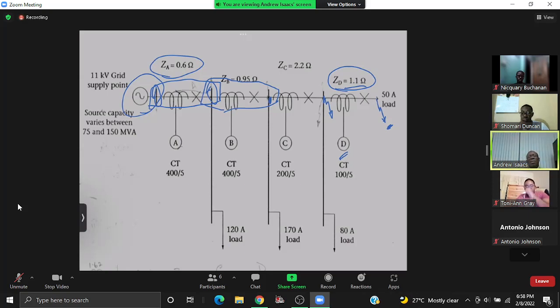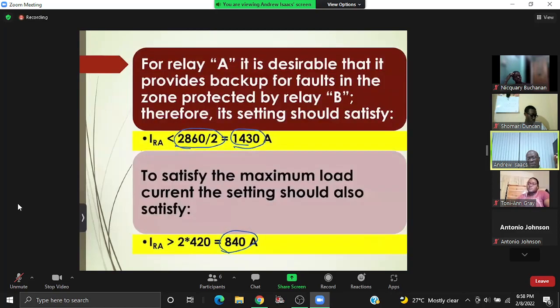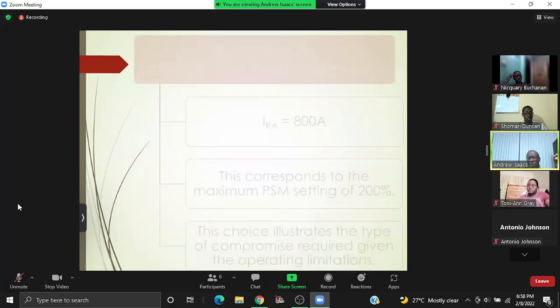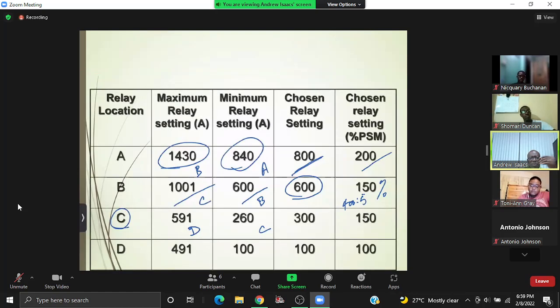I know it's a lot to take in, but I want you to go through those tables that we looked at this evening. Go through the tables, and then when do we meet? Tomorrow. Tomorrow when we meet, we have a discussion about it in the first part of the class, and then we look at how we go about doing the time setting. And that's it for your overcurrent relays.